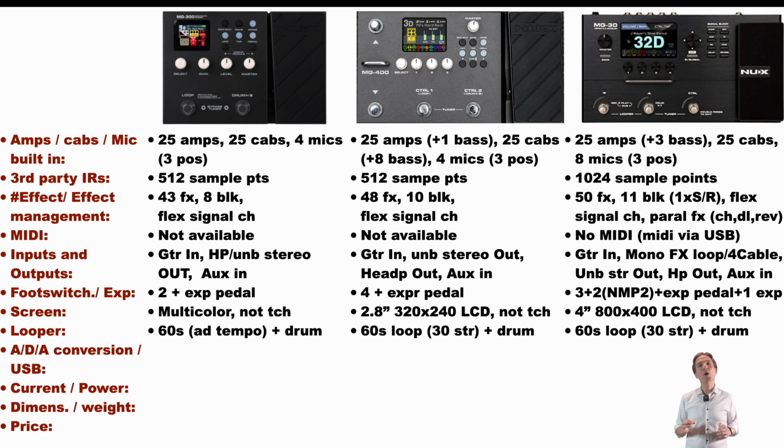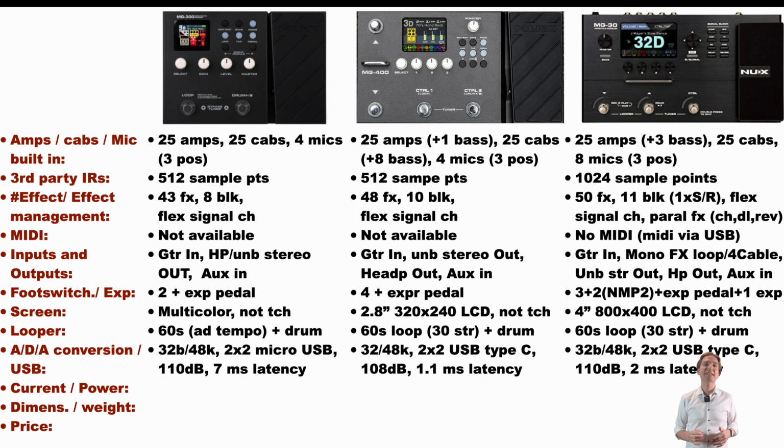All three units offer a 2x2 channel audio interface with 32-bit, 48 kHz converters. The MG 300 has a micro USB connection, whereas the MG 400 and the MG 30 have USB Type-C, which is much better as it is reversible and therefore much more user-friendly.